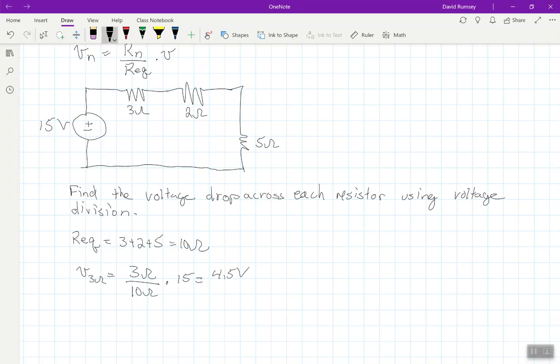And then we just continue on doing the same thing. Volts across the 2 ohm, 2 ohm divided by 10 ohm times 15.